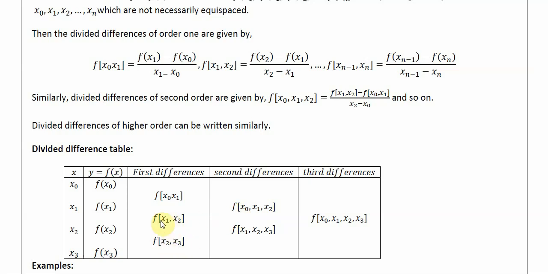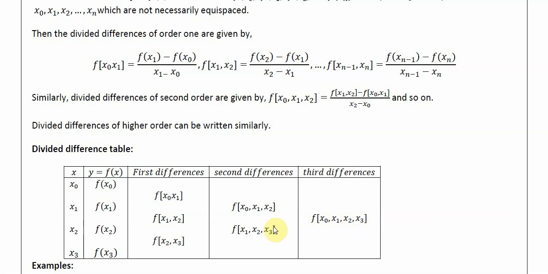Here, what comes for us? x1, x2, x3 is taken. Therefore, the divided difference corresponding to x1, x2, x3. Next, for third order, what are the x values involved? x0, x1, x2 and x1, x2, x3. Therefore, x0 to x3 is there. Therefore, it is x0, x1, x2, x3.